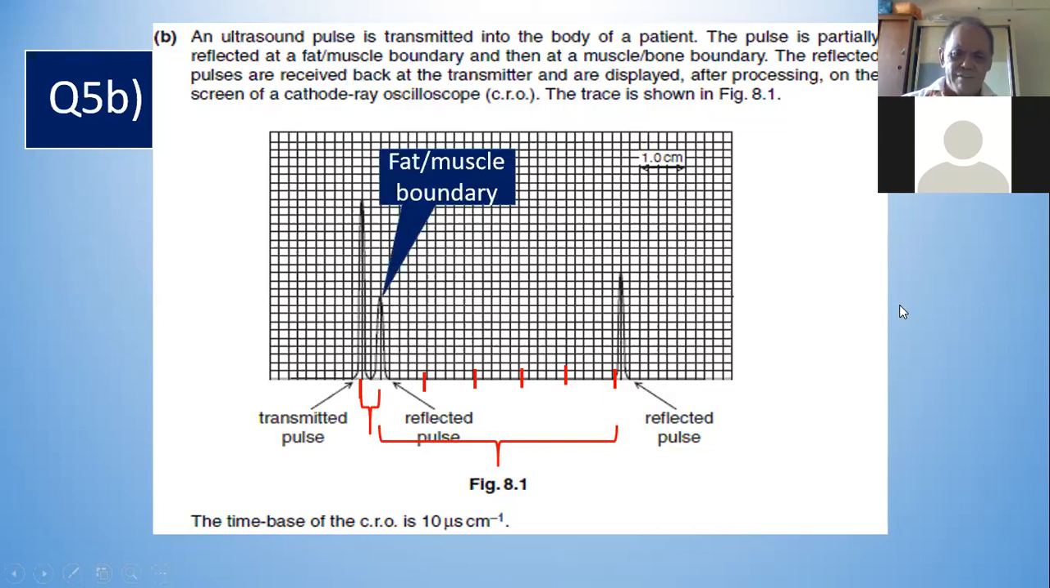Okay, so it will be identified as your fat-muscle. The first one is your fat-muscle. The next one is muscle and bone.